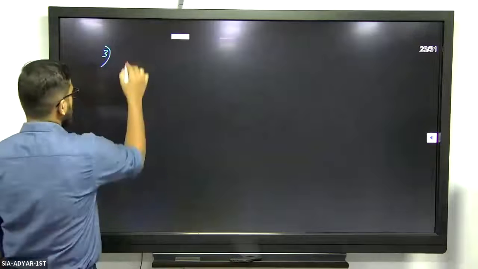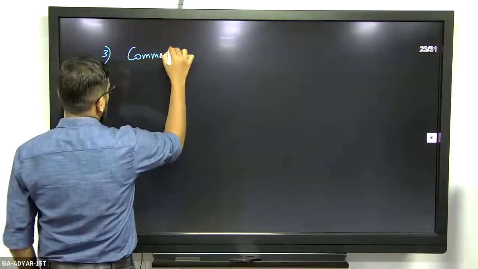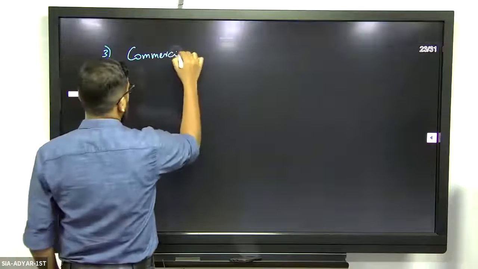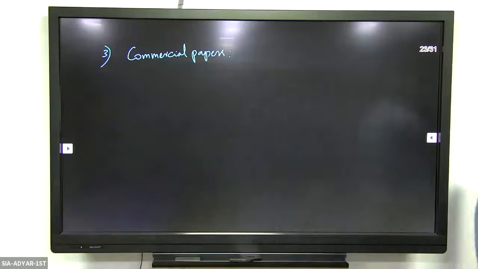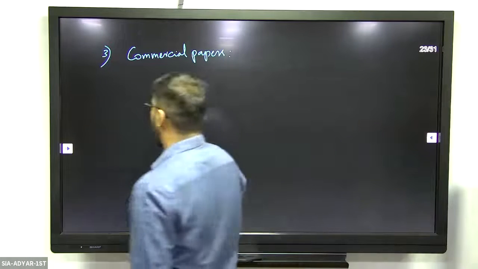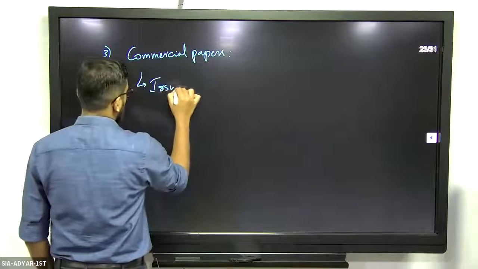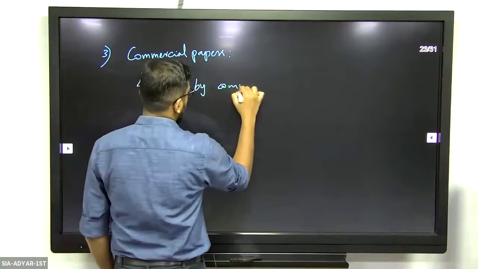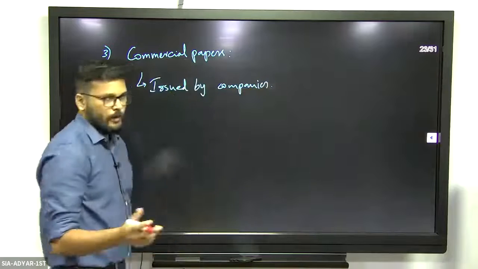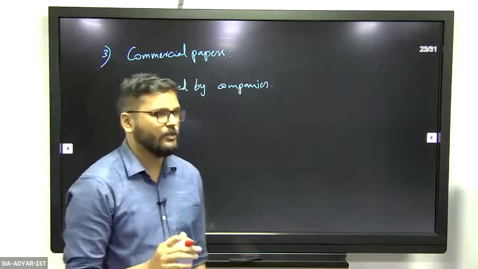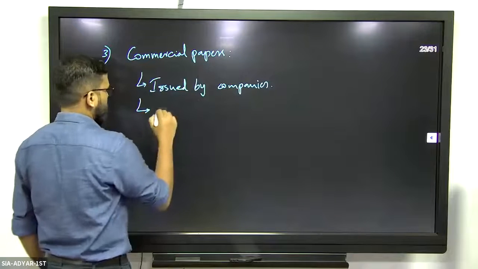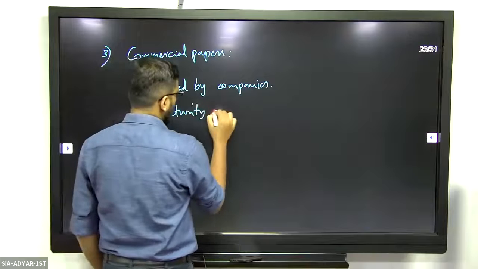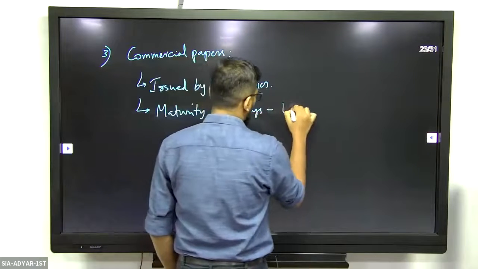Third, commercial papers. Commercial papers are issued by companies, private companies, or it could be a public sector company also, but issued by companies or corporates. Maturity remains the same. Maturity is between 7 days to 1 year.